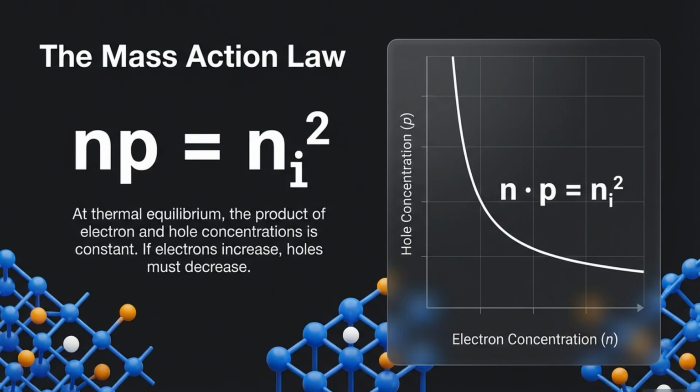The mass action law states that, at thermal equilibrium, the product of electron and hole concentrations is constant. If electrons increase, holes must decrease.